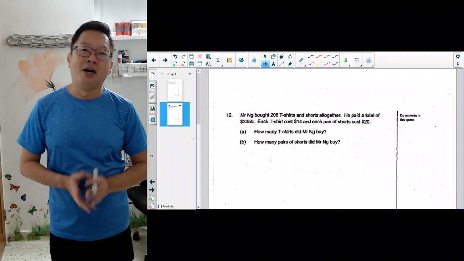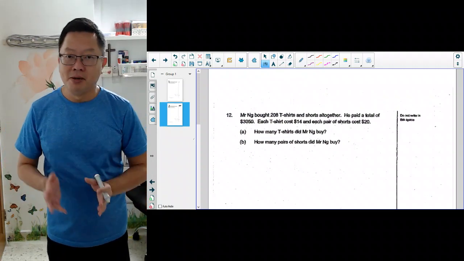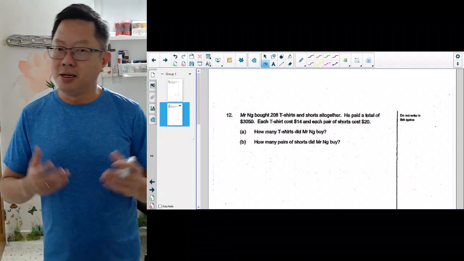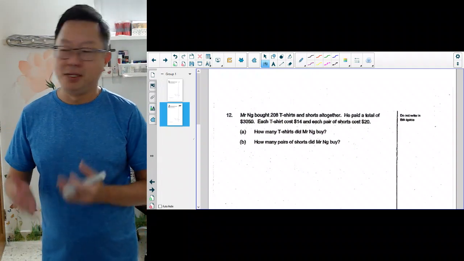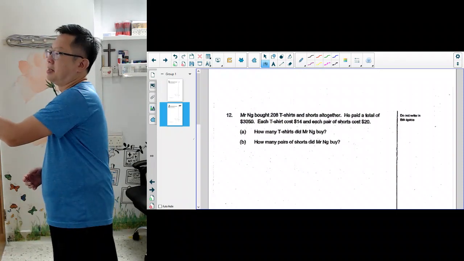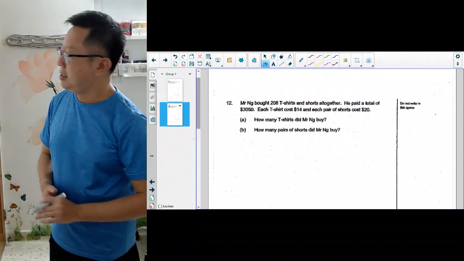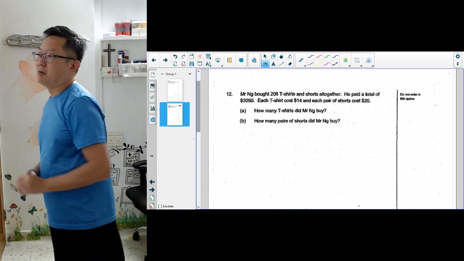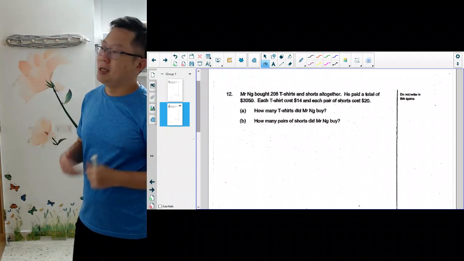Okay, so in this question, which is a very simple question, we are going to think about the methods that we can use to solve this problem. So let's look at the primary 6 problem, which is in Nanhua, SA1 Nanhua 2019. And if you look at this question, what is the method you can use?